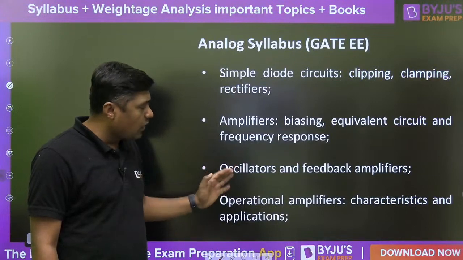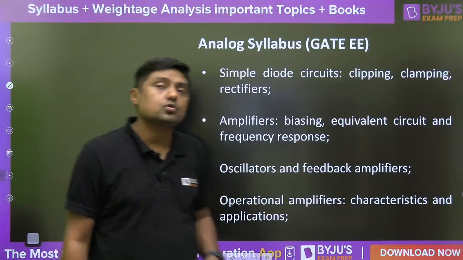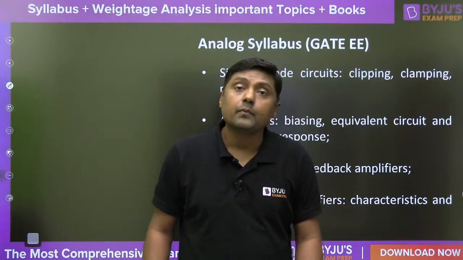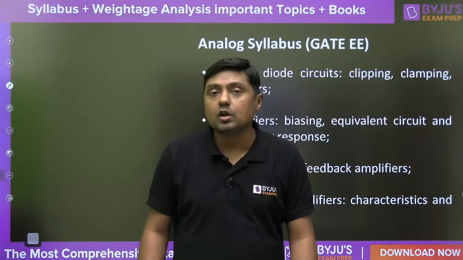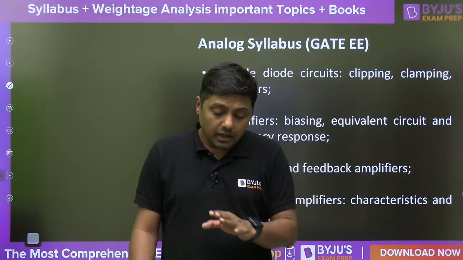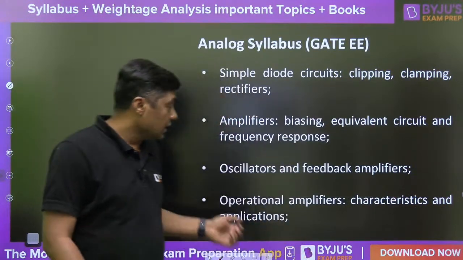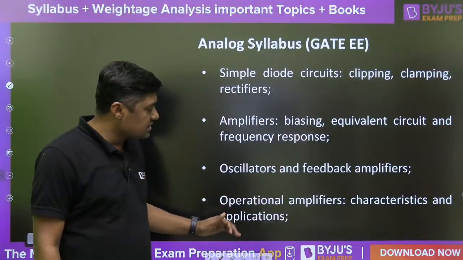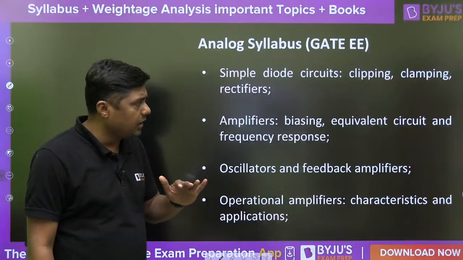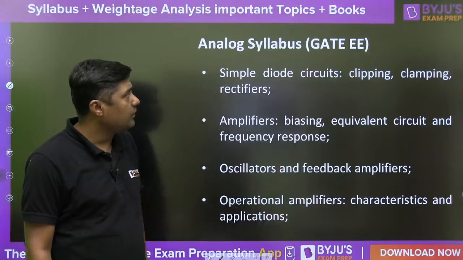Again, guys, all types of oscillators, like what? Sinusoidal oscillator, Wien bridge oscillator, Colpitts, Hartley, crystal oscillator, right? And guys, what is the Barkhausen criteria? What is the use of the operational amplifier? Then operational amplifier characteristics and applications of the operational amplifier. So that is the syllabus of analog.